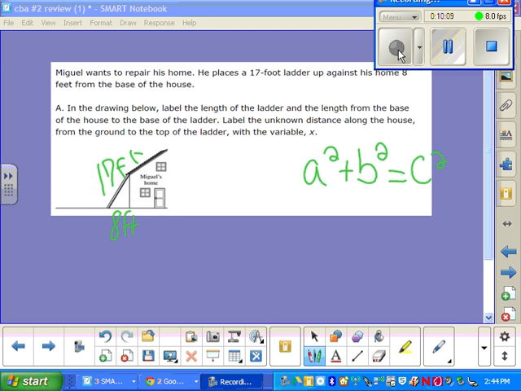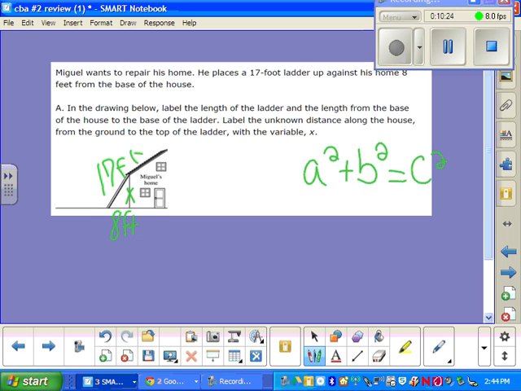Okay guys, sorry, rewind. We're going to relabel that as 17 feet as the ladder, which is the hypotenuse, and it's 8 feet distance from the house. So we're looking to find that leg of the triangle there, which is going to be our b squared. We're looking for that x.